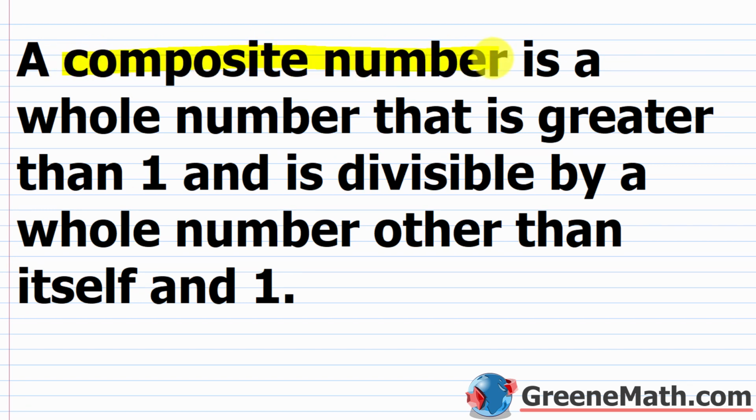So a composite number is a whole number that is greater than 1 and is divisible by a whole number other than itself and 1. So when we say it's a whole number that is greater than 1, again, it's the same numbers that we're working with. We write out the whole numbers, and then basically we start with 2, and then we move to the right on that list, or you say anything that's 2 or larger, that's what you're thinking about. So it's got to be divisible by a whole number other than itself and 1.